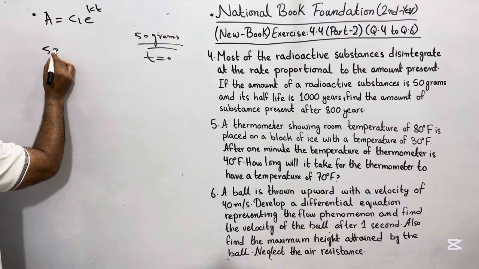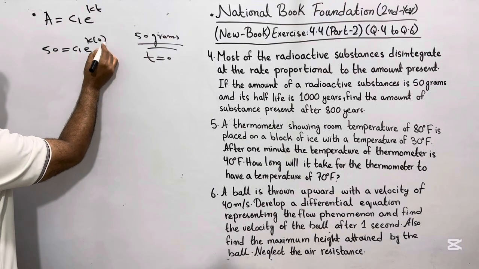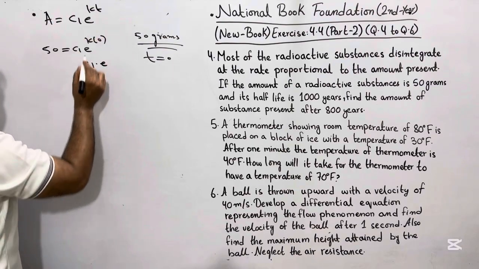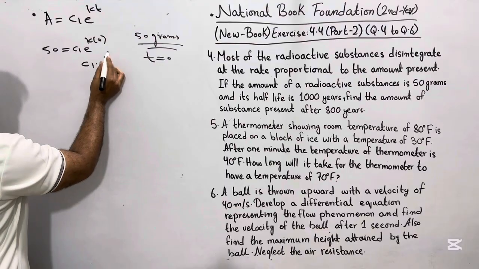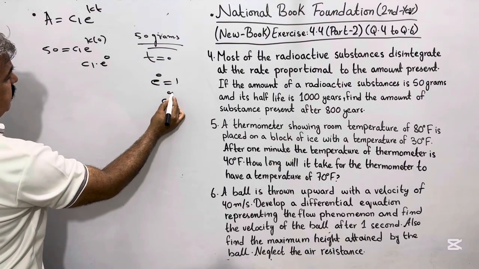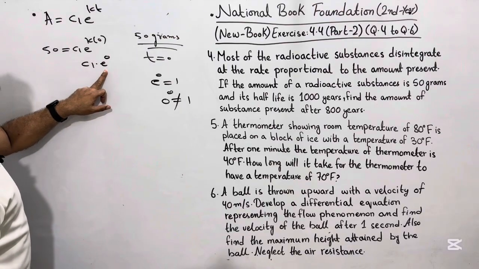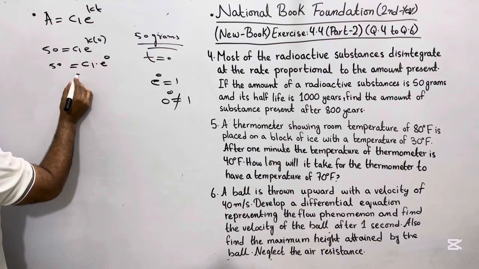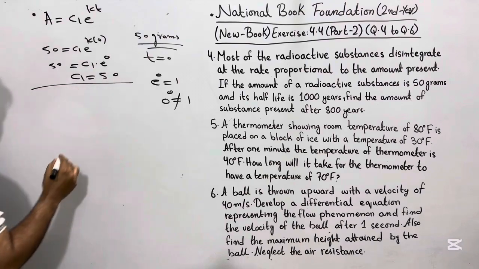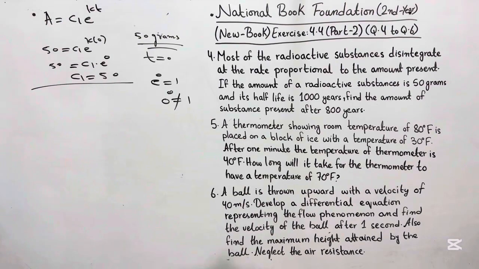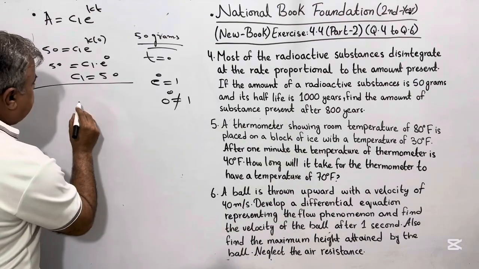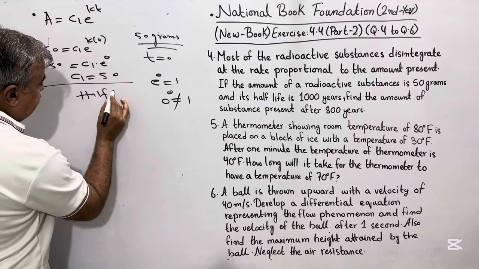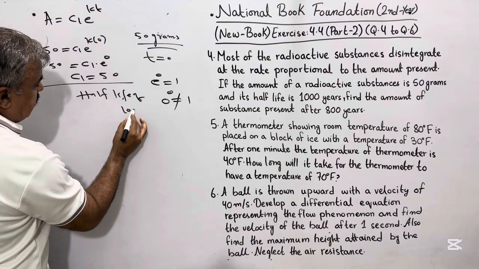Utilizing both of these, 50 grams, we have c1 times e raised to k times 0. k times 0 is 0, and e raised to 0 is equal to 1. But mark my words, 0 to the power 0 is not equal to 1. e is the exponential number 2.71828, the famous irrational Euler number. So the value of c1 is 50. We have utilized the condition that at the start of the experiment, at time 0, we have 50 grams of the radioactive substance. We have a second condition: it has a half-life of 1000 years.